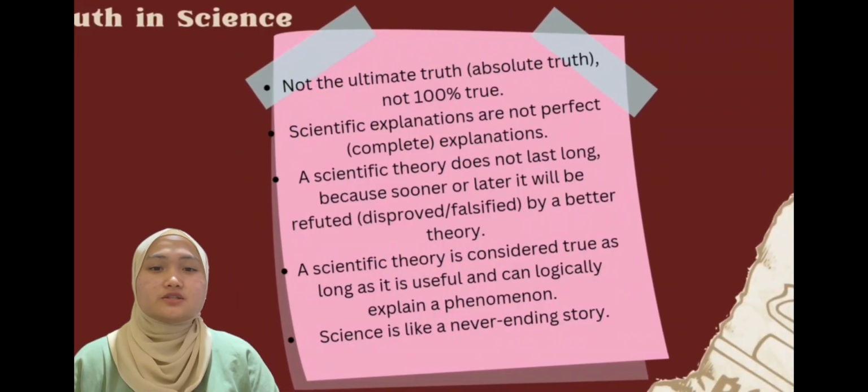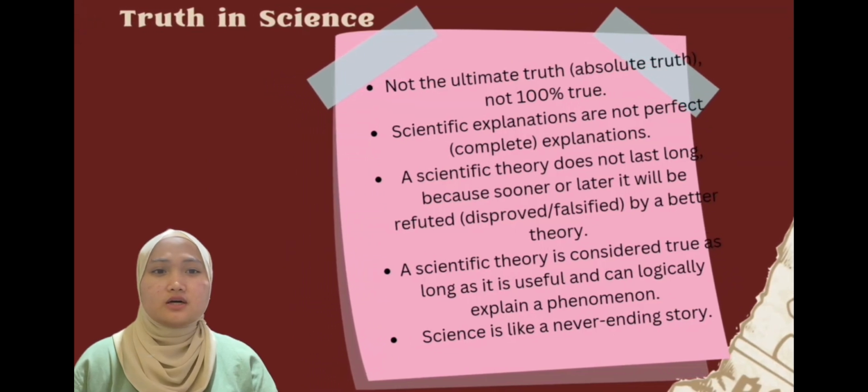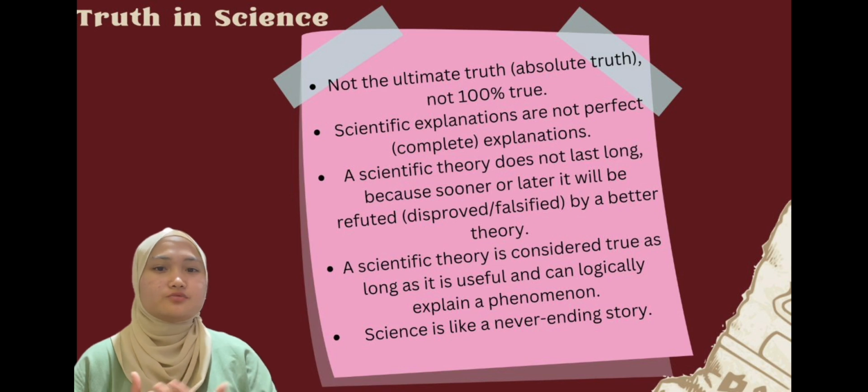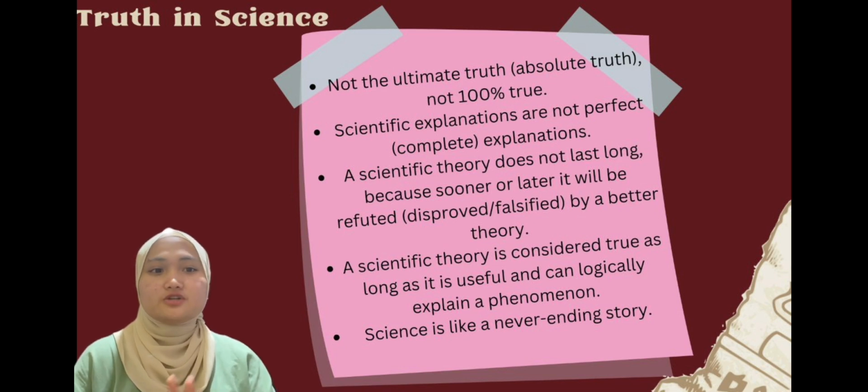Truth of science. The truth in science is not absolutely true, not 100% true. Scientific explanation is not a complete explanation. A scientific theory does not last long because sooner or later it will be refined by a better theory. A scientific theory is considered true as long as it is useful and can logically explain a phenomenon. The journey to find a true or better explanation is a very interesting adventure. Science is like a never-ending story.